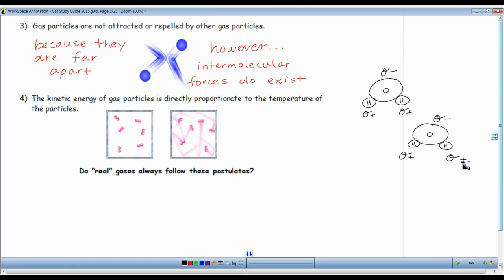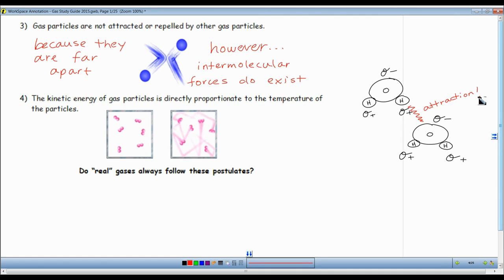Usually, this is not a big deal because water vapor has molecules that are pretty far apart. But let's say that maybe by random chance these particles are kind of in the same area. Well, then could there be some attraction between this positive hydrogen and the negative oxygen? Of course there could be some attractive forces. They're just not usually significant until I make those particles a little bit closer together.